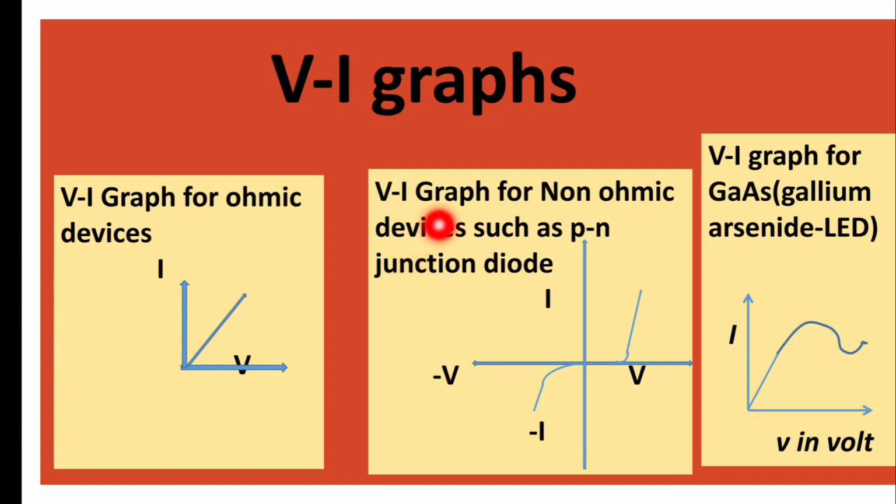Then the VI graph for non-ohmic devices such as a PN junction diode is like this. Here, this is for forward bias and this is for reverse bias of the PN junction diode. And then the VI graph for a gallium arsenide LED is given like this.